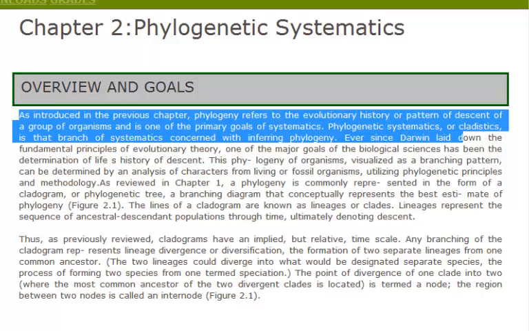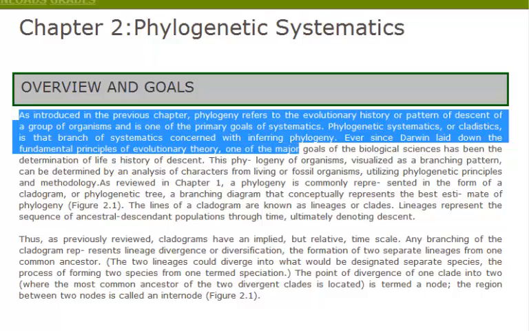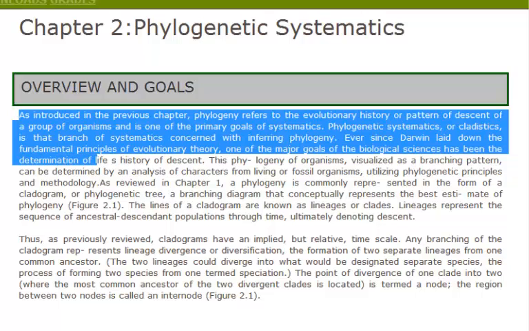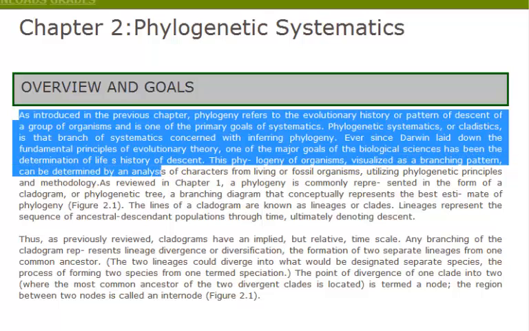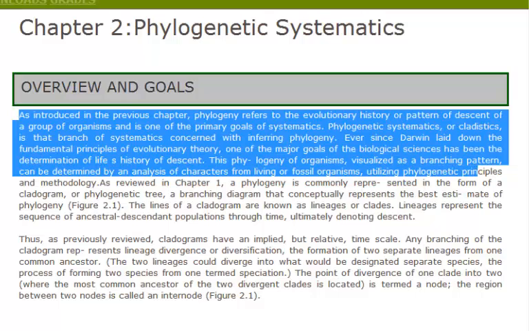Ever since Darwin laid down the fundamental principle of evolutionary theory, one of the major goals of the biological sciences has been the determination of life's history of descent. The phylogeny of organisms, visualized as a branching pattern, can be determined by an analysis of characteristics from living or fossil organisms, utilizing phylogenetic principles and methodology.